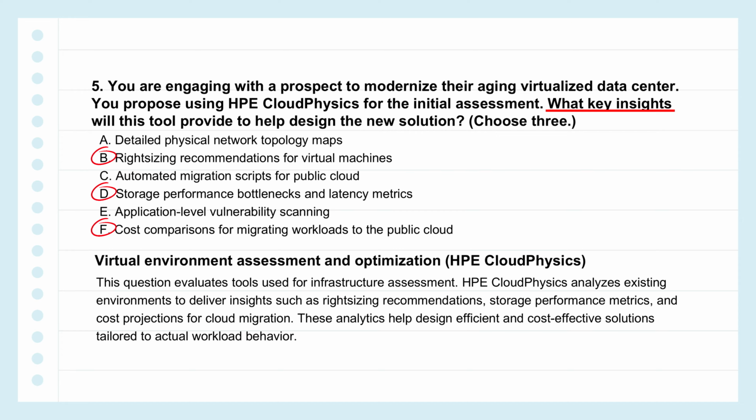That fundamentally explains why the other options are completely wrong then. If it's a passive data collection and simulation engine, it is definitely not taking action. Exactly. So it is not writing automated migration scripts like option C suggests. It's not scanning for application vulnerabilities like a security tool, which eliminates option E. And it doesn't map physical layer 2 switch connections, which knocks out option A. Exactly right. You are identifying the boundaries of the tool.